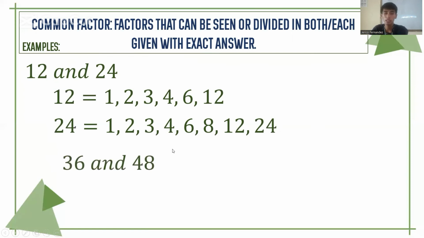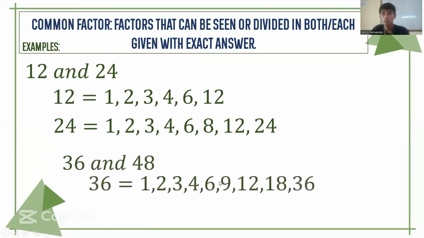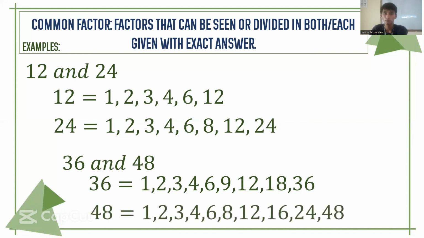Okay? 36 and 48. Get the factors of 36. We have 1, 2, 3, 4, 6, 9, 12, 18, 36. 1 times 36, 36. 2 times 18, 36. 3 times 12, 36. 4 times 9, 36. 6 times itself, 36. So those are the factors of 36. Now, let's have the factors of 48. We have 1 times 48, 2 times 24, 3 times 16, 4 times 12, 6 times 8. So we have these factors.